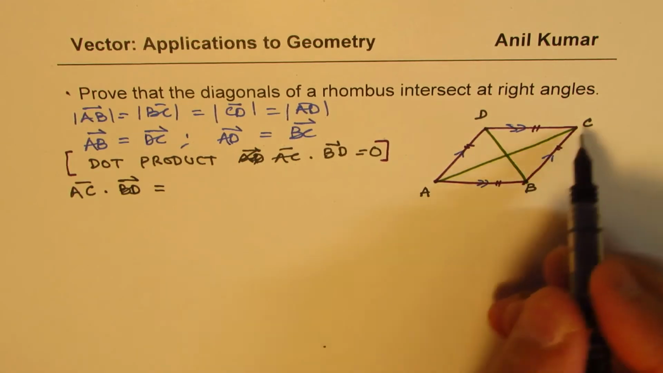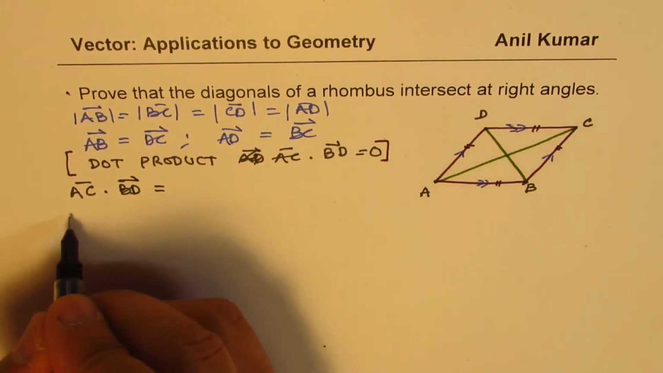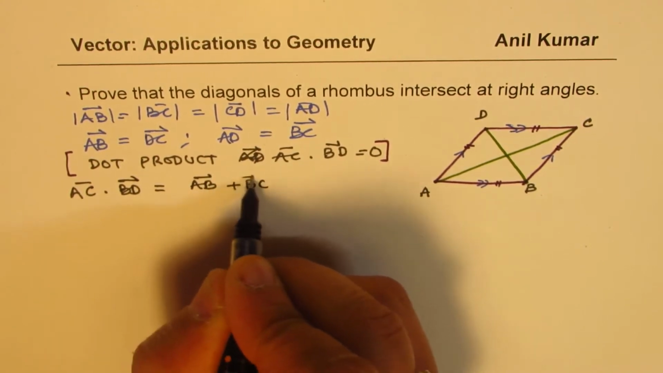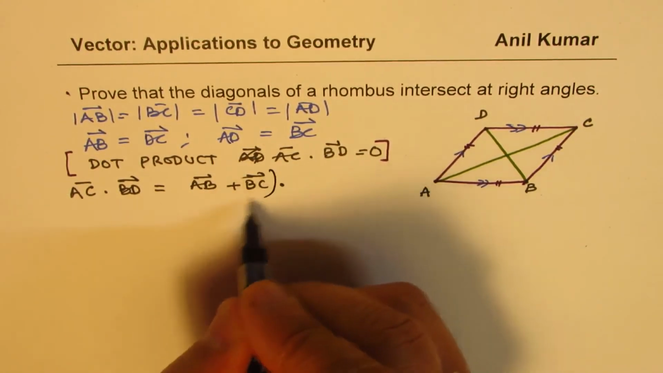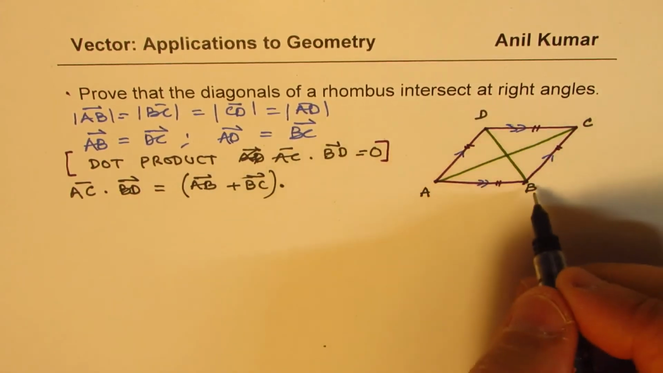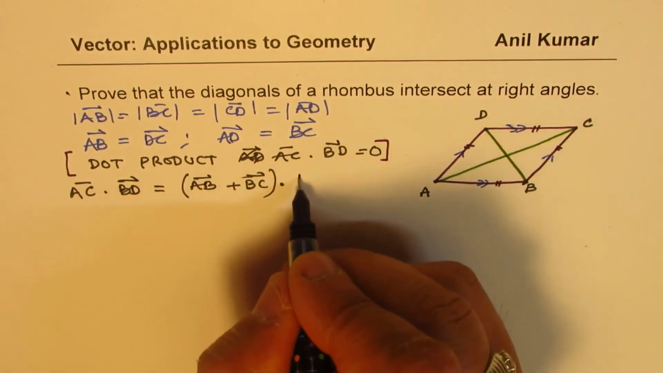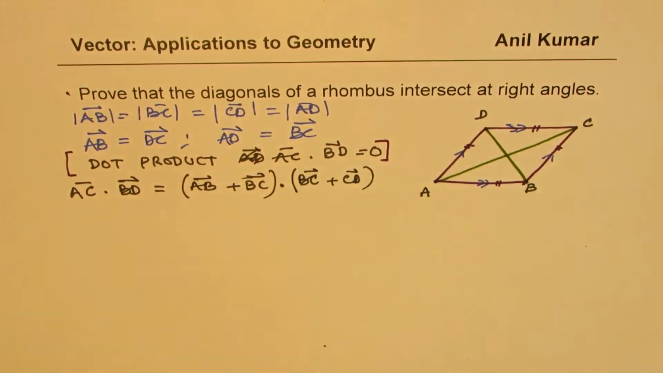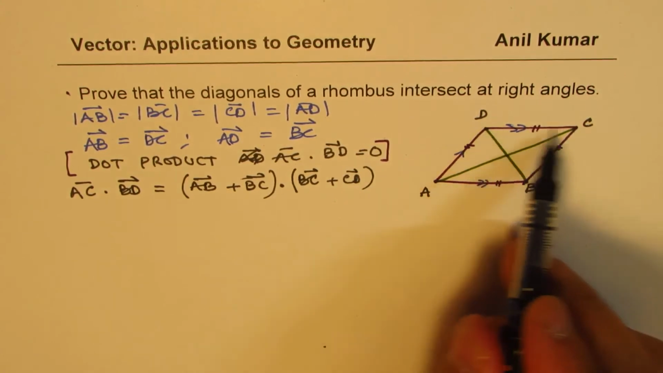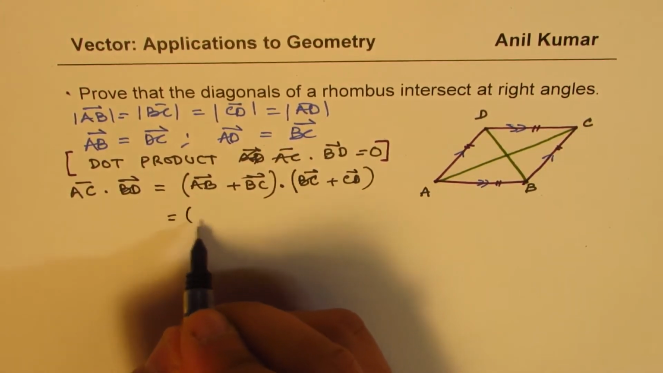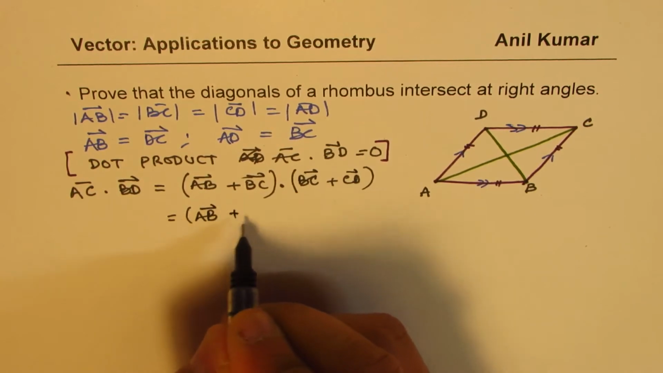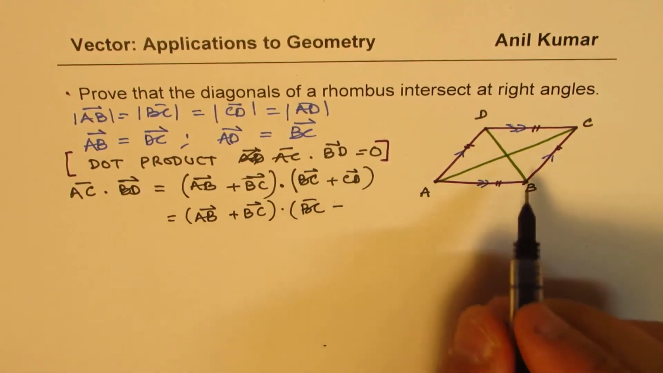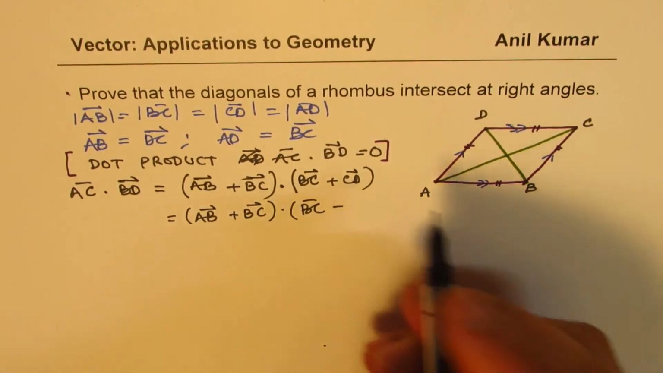Now AC could be written as a combination of AB and BC. So we could write this as AB plus BC dot BD, which is BC plus CD. Correct? Now AB and CD are opposite vectors. So I could also write this as AB plus BC dot BC minus, instead of CD, we could write AB, right?